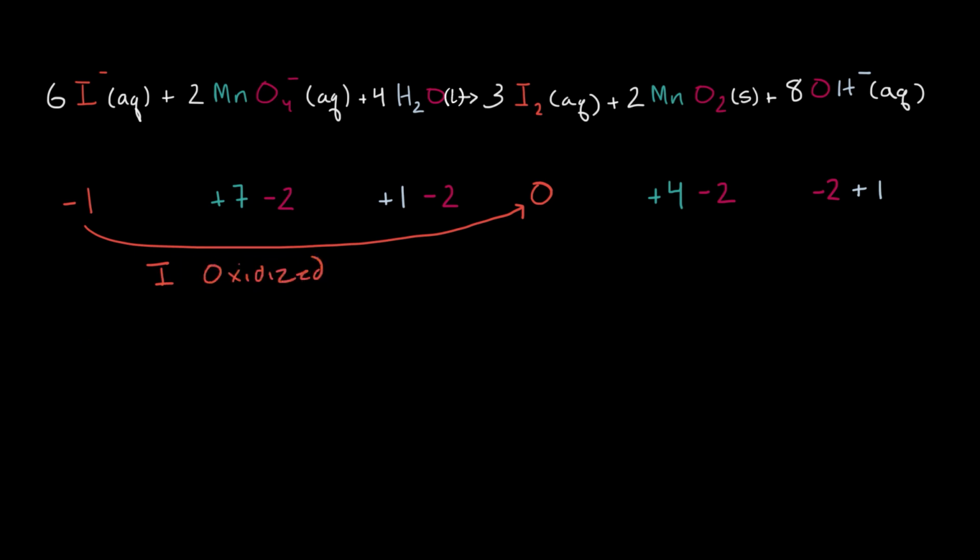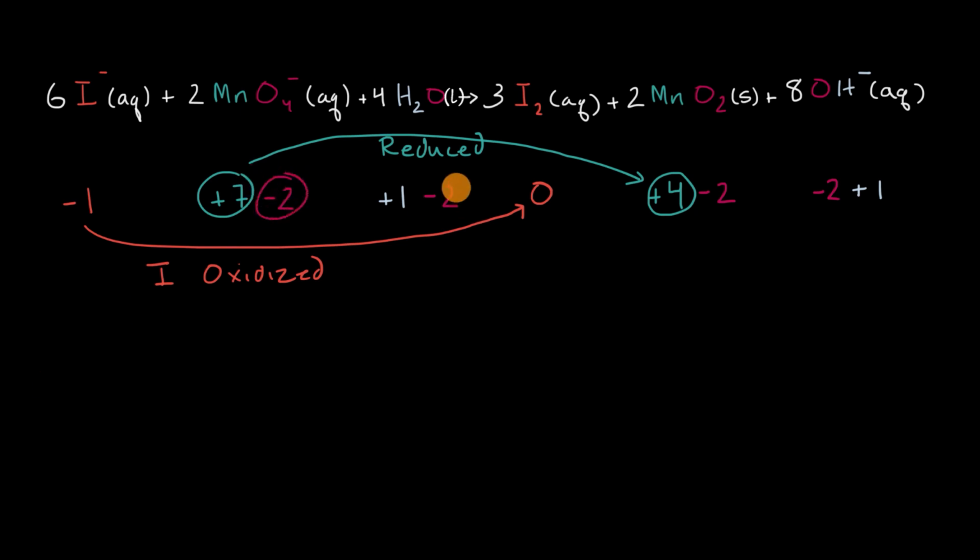Now let's look at the manganese. We go from a +7 to a +4. Our oxidation number has gone down. It has been reduced. Now let's look at the oxygen. Well, everywhere the oxygen has an oxidation number of -2, so nothing there. And then same thing for the hydrogens, +1 on both sides, so nothing there. So the iodine has been oxidized, and the manganese has been reduced.